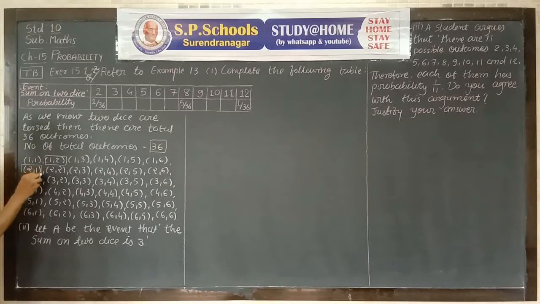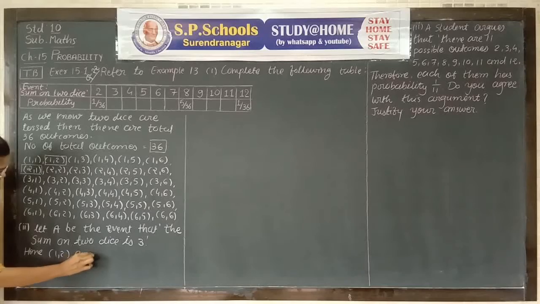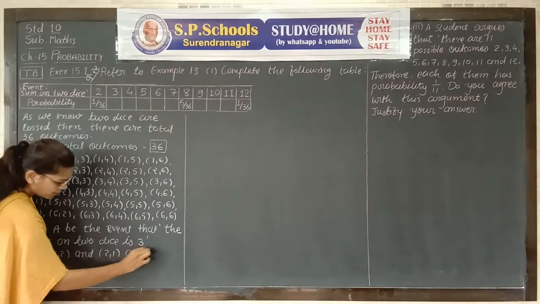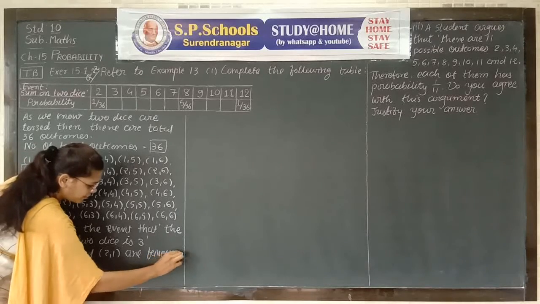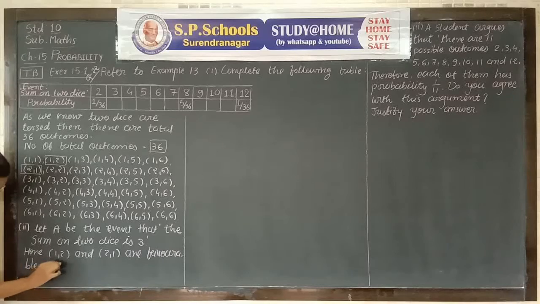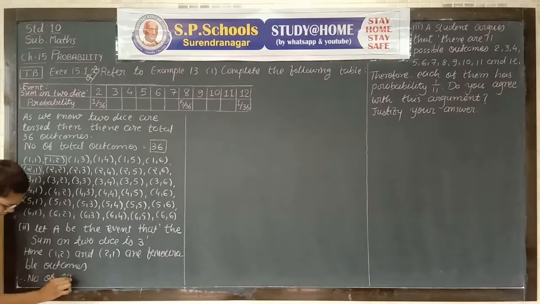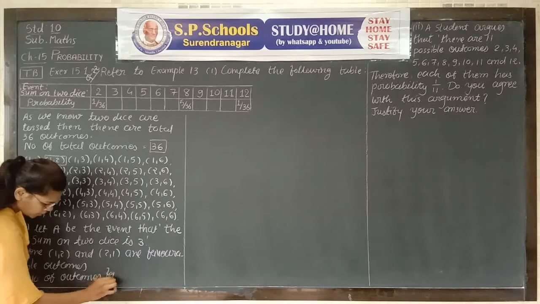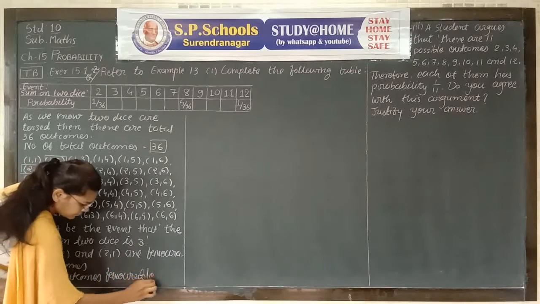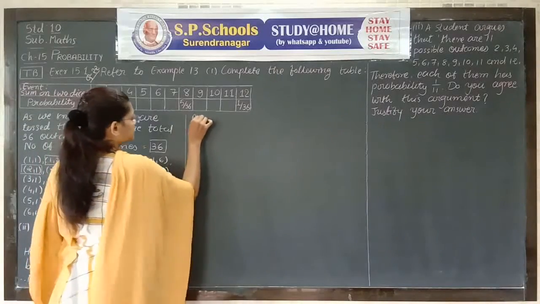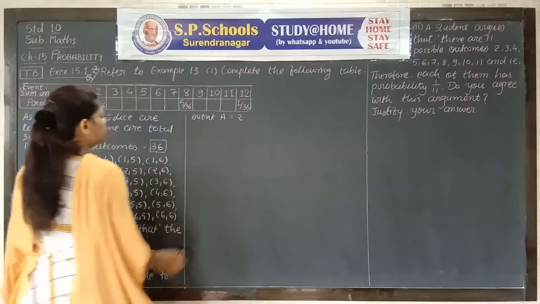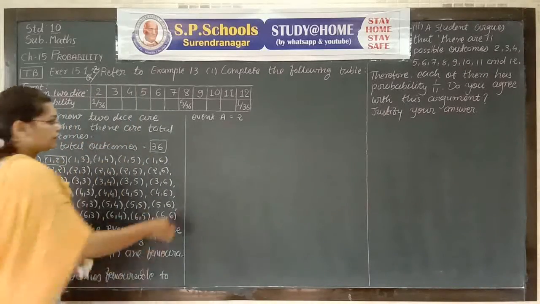In the second line, 2 plus 1 is equal to 3. How many outcomes have the sum equal to 3? Only 2 outcomes. Then we write here: 1 2 and 2 1 are favorable outcomes. Therefore, the number of outcomes favorable to event A is equal to 2.